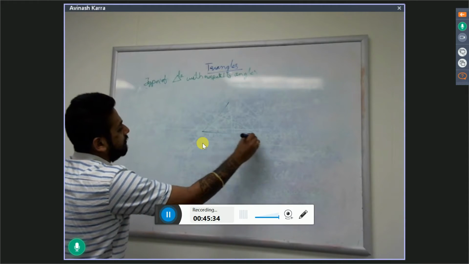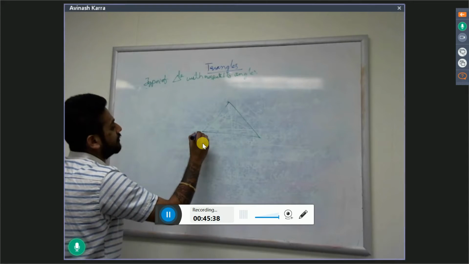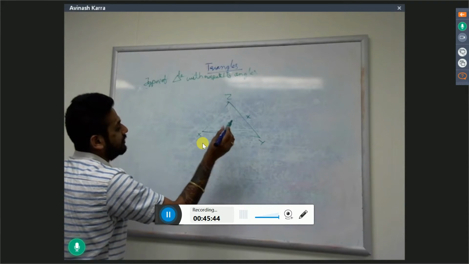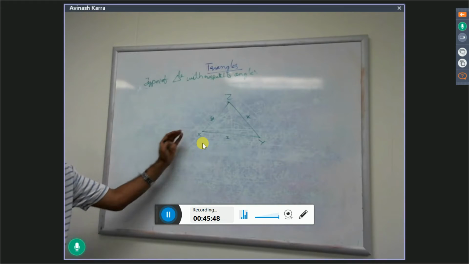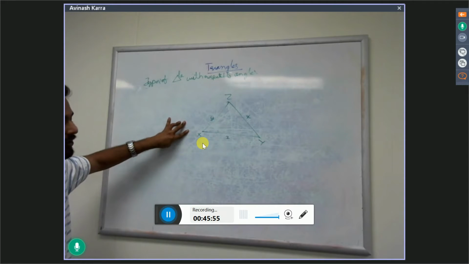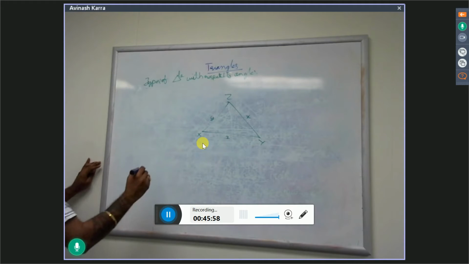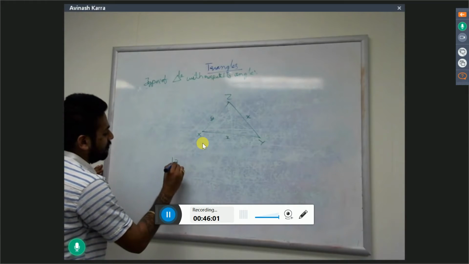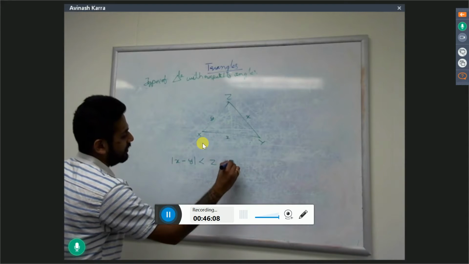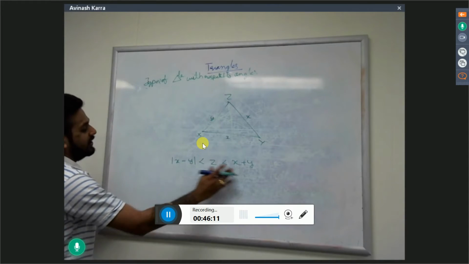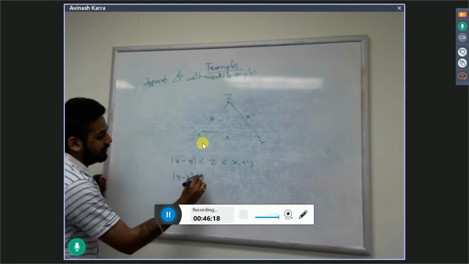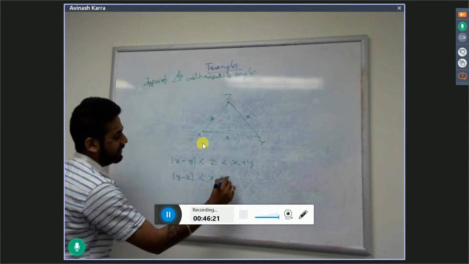When there is a triangle, whatever triangle it might be, either it might be a right angle triangle, or an obtuse angle triangle, or a curving triangle, whatever triangle it might be, in these cases, x minus y, you can write y minus z less than x plus y plus z.